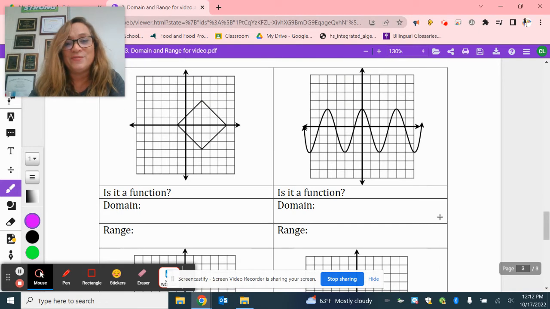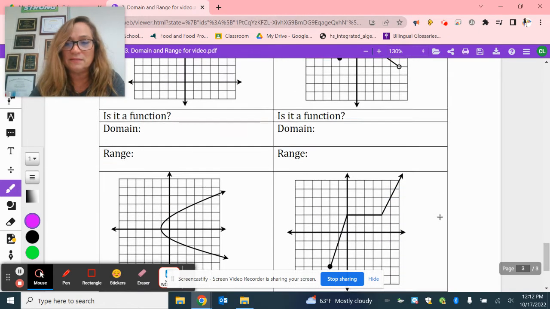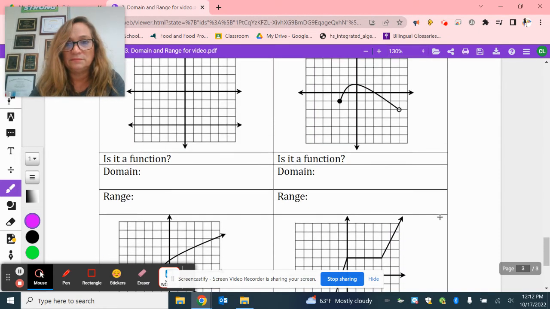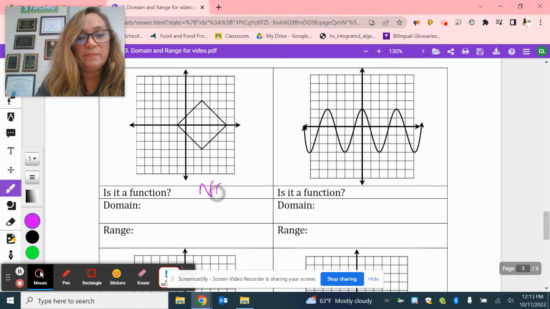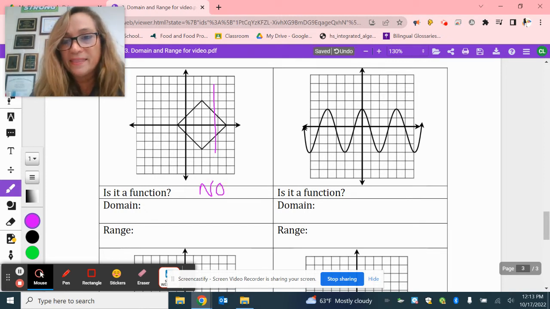Okay, some really cool ones. Look at this. Okay, so this would be a no, because it doesn't pass the vertical line test. And this is actually a yes. It's kind of cool.